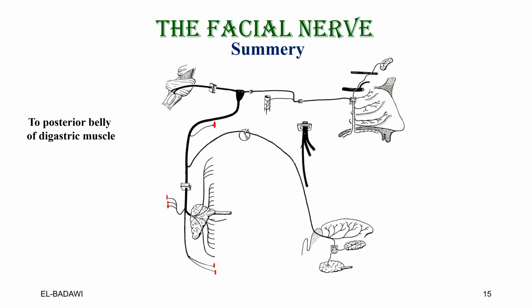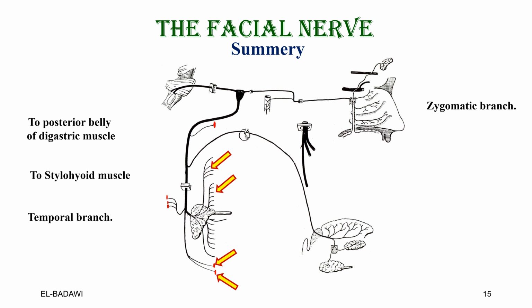That is the nerve to the posterior belly of the digastric, and the nerve to the stylohyoid, and that is the temporal branch, that is the zygomatic, the buccal, the mandibular or marginal mandibular, and lastly the cervical branch. That's a summary of all branches of the facial nerve.